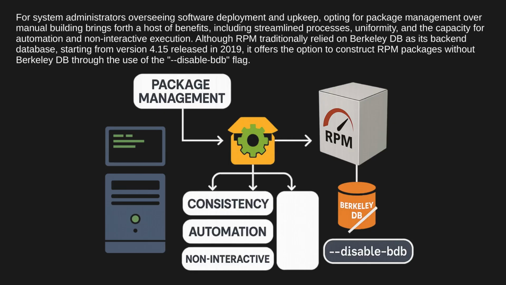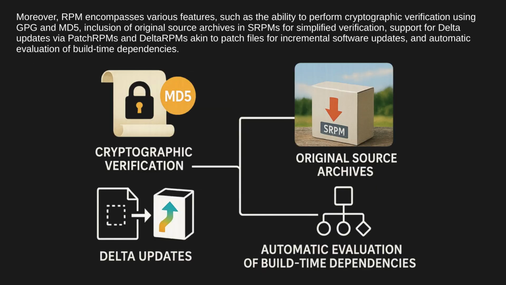Although RPM traditionally relied on Berkeley DB as its back-end database, starting from version 4.15 released in 2019, it offers the option to build RPM without Berkeley DB through the use of the disable BDB flag. Moreover, RPM encompasses various features, such as the ability to perform cryptographic verification using GPG and MD5, inclusion of original source archives in SRPMs for simplified verification, support for Delta updates via patch RPMs and Delta RPMs akin to patch files for incremental software updates, and automatic evaluation of build time dependencies.